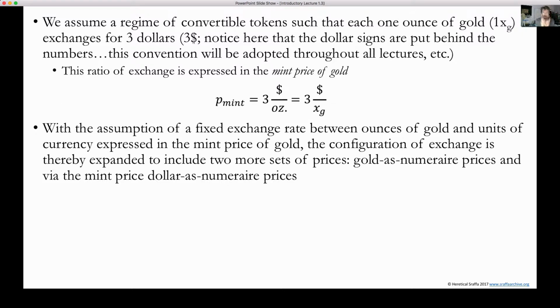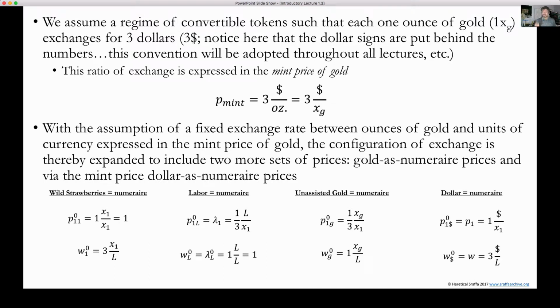Okay, so we have our real sector, where you have wild strawberries as a numeraire and labor value as a numeraire, and then we're going to have a monetary sector, where the first money price is going to be the gold price, and the second money price is going to be the currency price, where you're going to convert the gold to currency units based on the fixed exchange rate of the mint price of gold. This then becomes your configuration of exchange. Okay, you have at least 4 different sets of prices for the same 2 commodities, right? Each of these columns represents a set of prices.